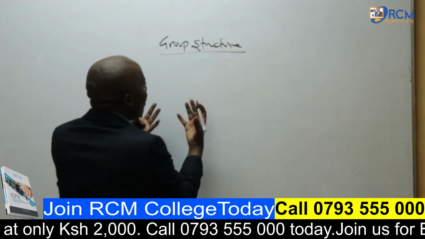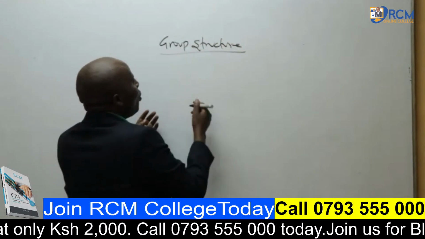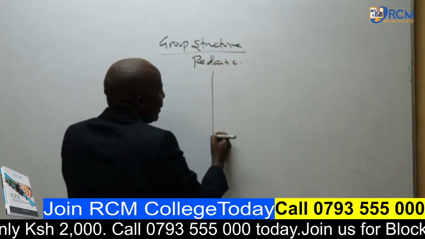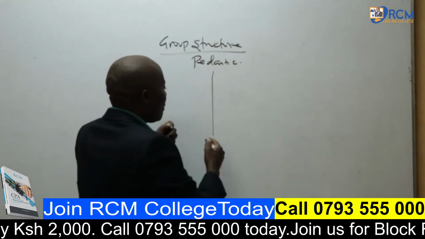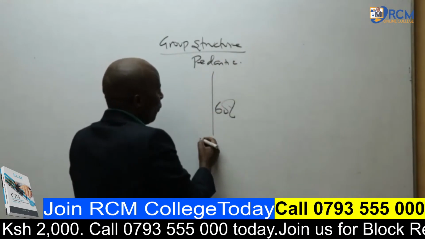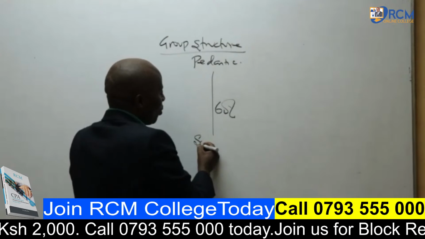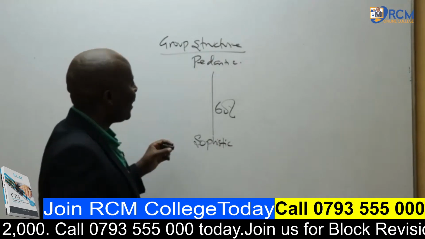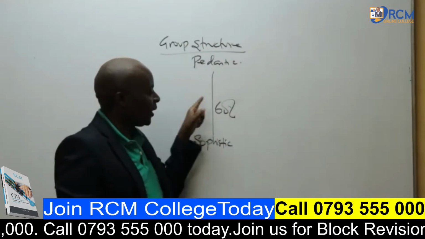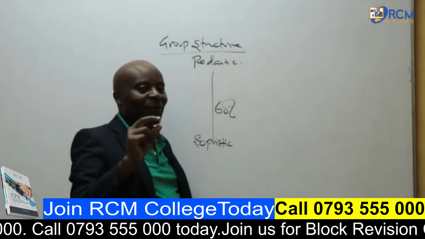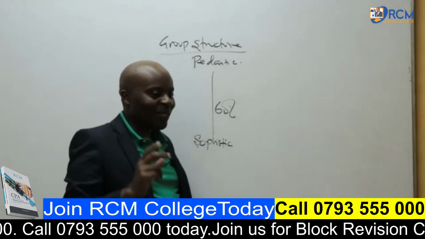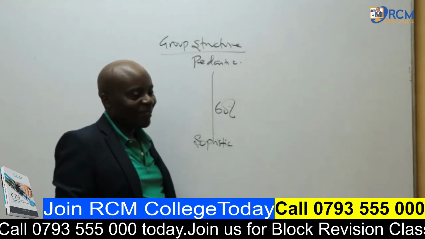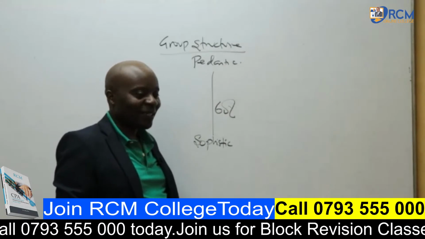And this is how our group has been structured. We have one company called Pedantic, which has gone ahead in this case, ladies and gentlemen, to acquire some 60% shares of another company called Sophistic. So ladies and gentlemen, listen to me very well. What do you think of this 60%? Is 60% a small shareholding?